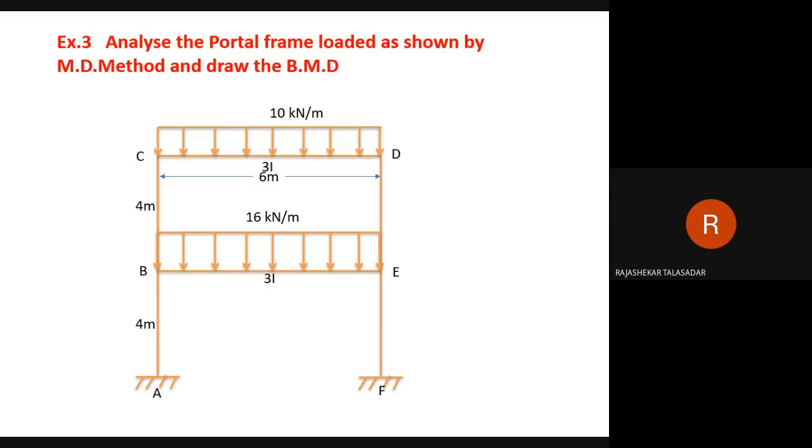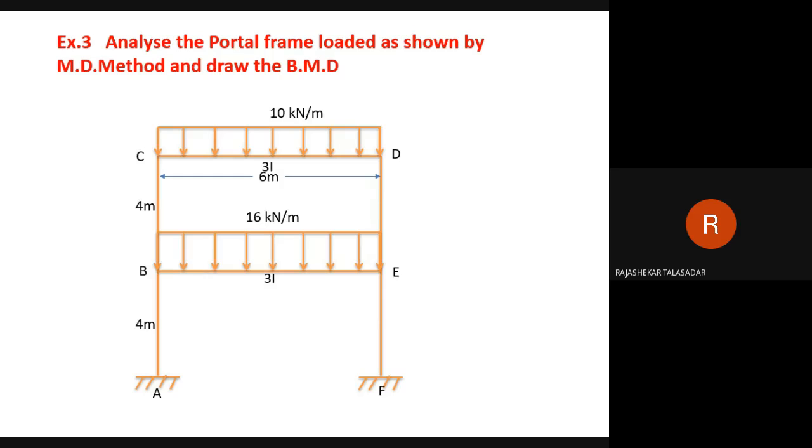This is one story and this is another story. This is called a single bay two story portal frame. Now, the properties of this frame are given. The columns are 4 meter each, beams are 6 meter each. This top beam is carrying 10 kilonewton per meter and this intermediate beam is carrying 16 kilonewton per meter.